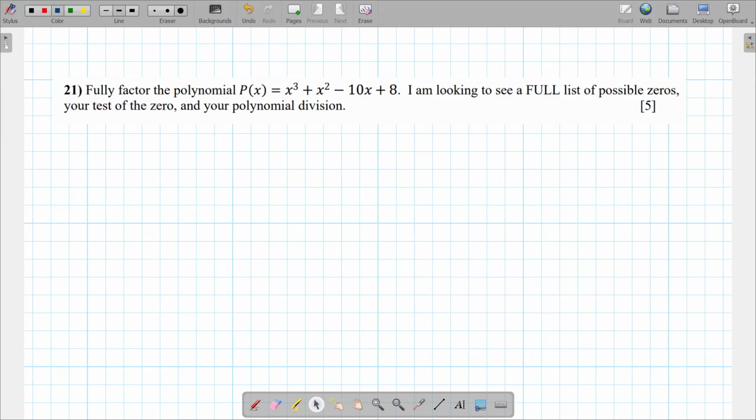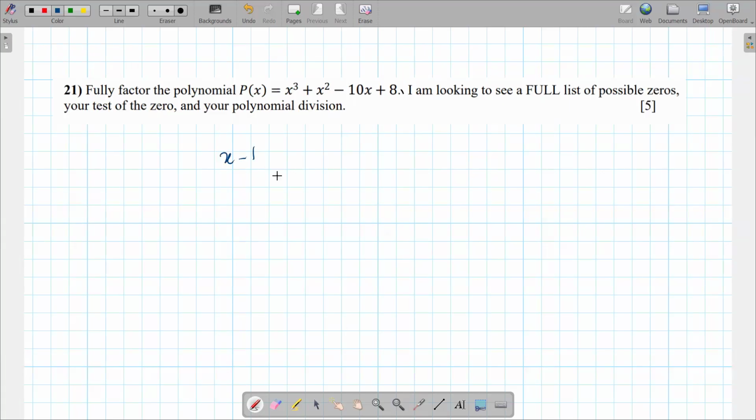So that'll be +1, -1, +2, -2, +4, -4, +8, -8. Can you see it? One of them is gonna work. Is +1 gonna work or -1? Because if this is a 1, this is a 1, that's an 8, that's gonna add up to 10. Yeah, positive one's gonna work. So does that mean x plus 1 is a factor? Does that mean x minus 1 is a factor? x minus 1.